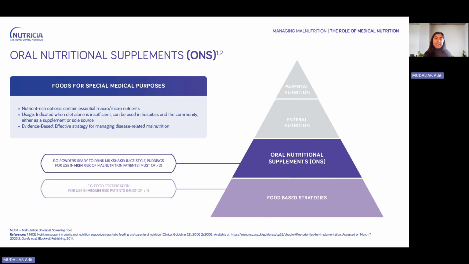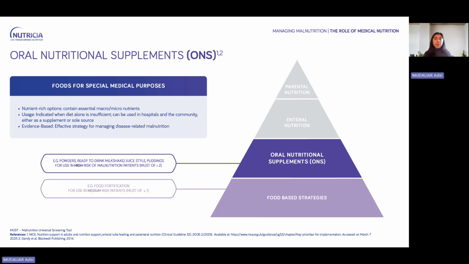But what exactly is medical nutrition? Medical nutrition is a term that encompasses oral nutritional supplements, enteral tube feeding, and parenteral nutrition. As we saw from the guidelines previously, early and appropriate initiation of medical nutrition benefits patients. ONS, classified as foods for special medical purposes, play an important role in managing malnutrition, and the use of ONS is crucial as an effective strategy for managing malnutrition.